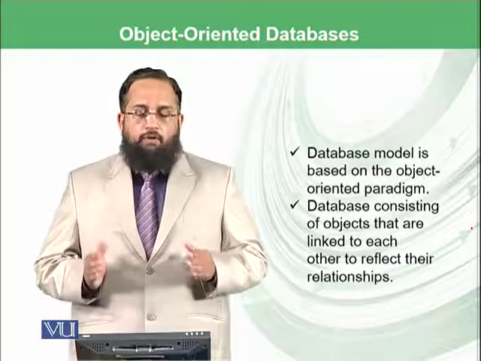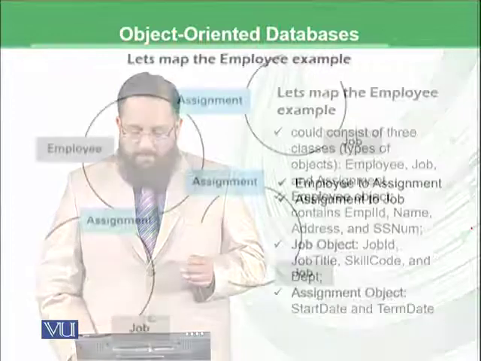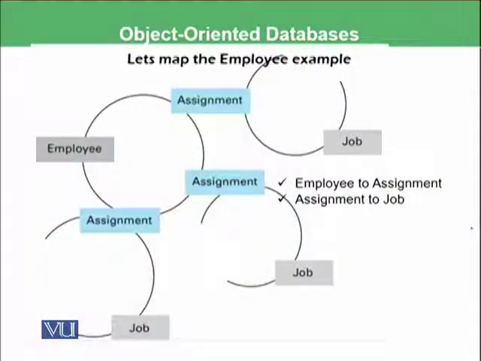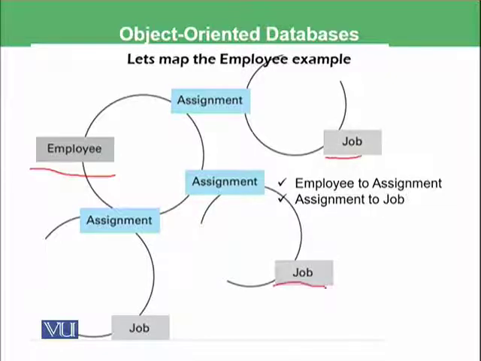So the database model is based on the object-oriented paradigm, and let's try to map the employee example in this slide. We have employees over here. So you can see there is one employee and there are three jobs available. So this job object contains the job related things and the employee object contains the employee related things. And the assignment object is creating a link between the employee and the job.